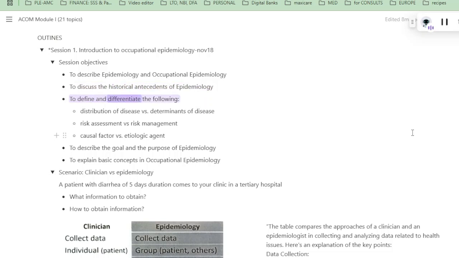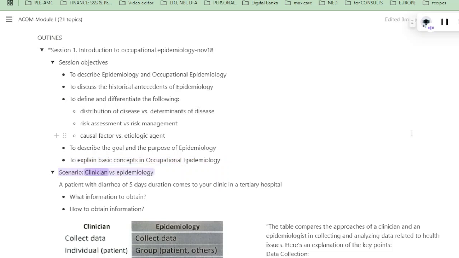To define and differentiate the following: distribution of disease versus determinants of disease; risk assessment versus risk management; causal factor versus etiologic agent. To describe the goal and the purpose of epidemiology, and to explain basic concepts in occupational epidemiology.